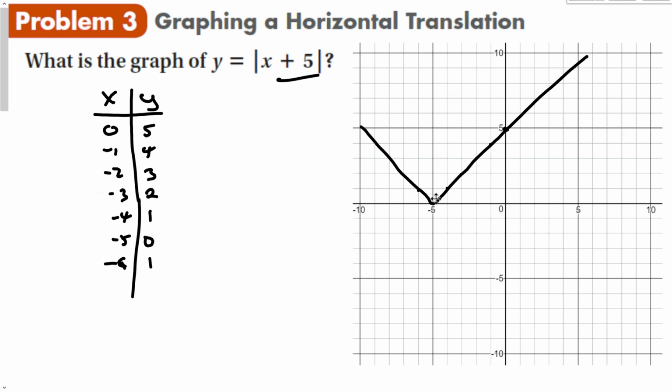The rules for this part and the rules for this part are different. This part looks like a line that's going up. This part looks like a line that's going down. And in fact, basically all we did was take this part of the line that would have been negative and make it positive, which is sort of what the absolute value function actually does.